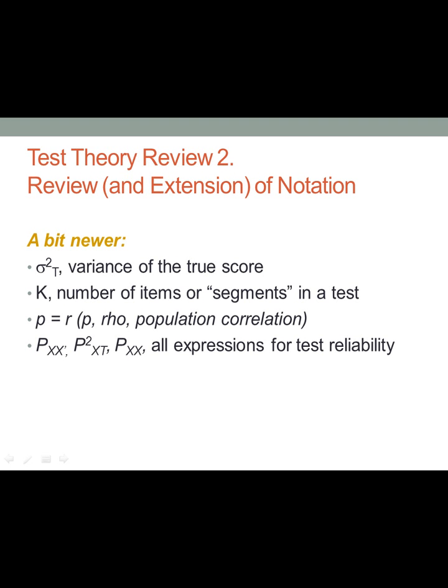Let's go back to that K, the second one. The K is the number of items or segments in a test, and this will become important as we go along. Maybe not so much in this video, but later on, but I do want to introduce the idea here. K, the number of items or number of parts that a test is divided into. That's what we mean by segments. So if we divide a test in half, K is 2. If we divide a test into quarters, K is 4. If K is equal to the number of items and it's a 20-item test, K is 20, and so on.